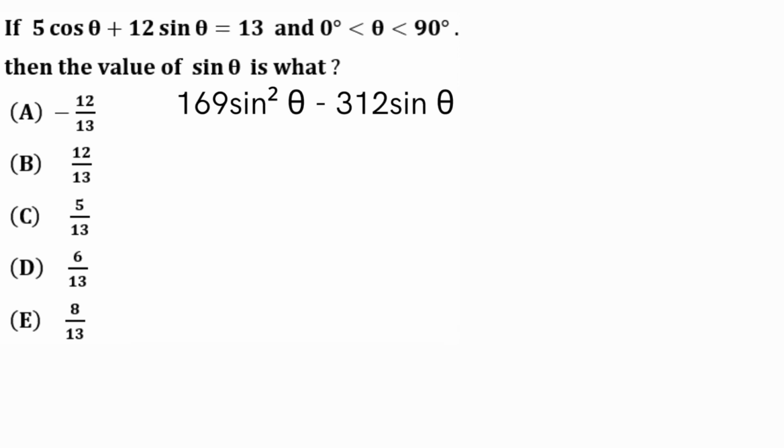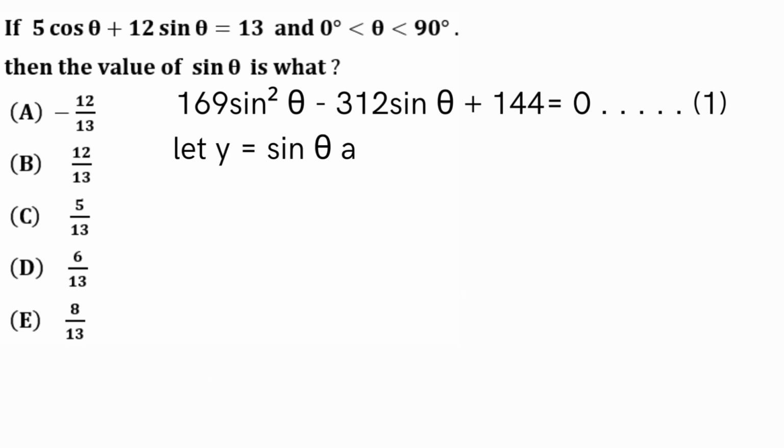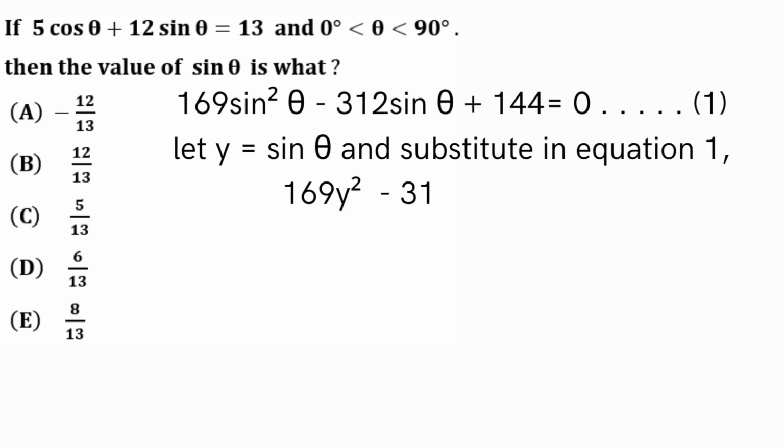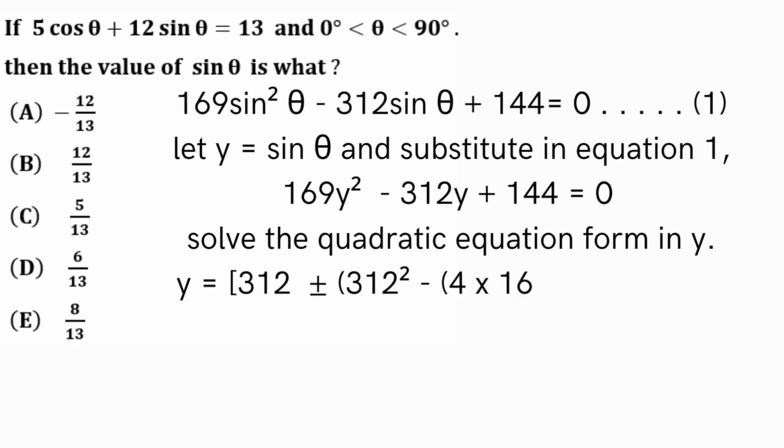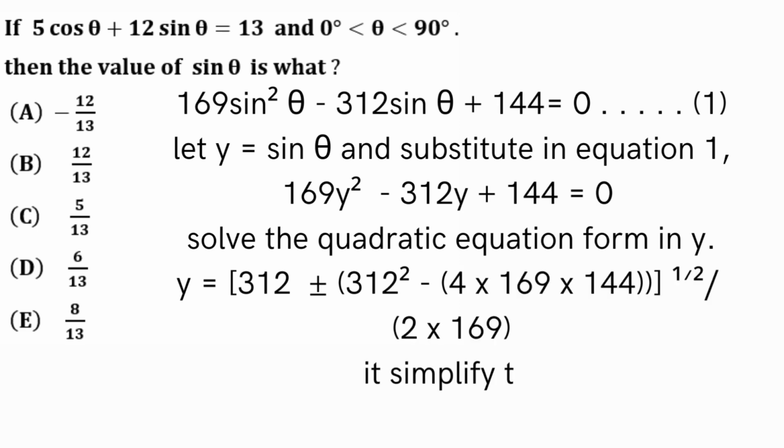Simplify and let y equal sin θ. We have 169 × y² − 312 × y + 144 = 0. Solve the quadratic equation in y. Finally, we get that y = (312 + 0) / 338.